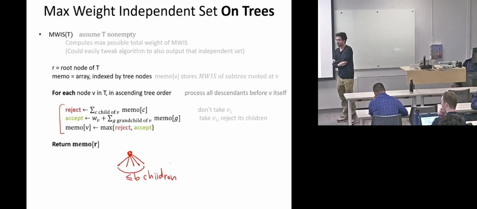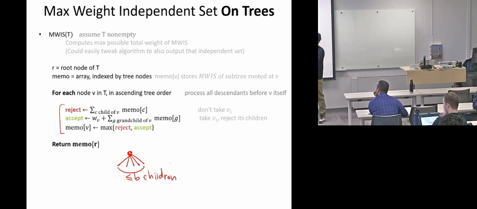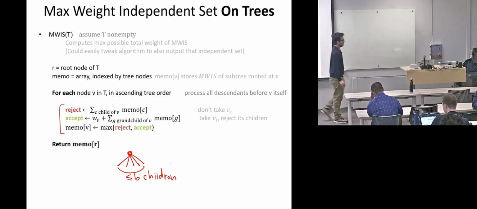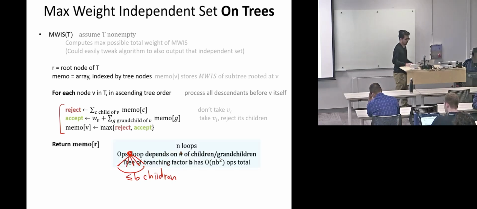O of n times b squared. Why is that? Because the worst case scenario is each child has b children, so you do b times b to get the total number of grandchildren, and you'll just do it for each node. Exactly. There are n nodes, and to compute this, you spend b time. To compute this one, you might need to spend b squared time. So that's n times b squared. Okay, good. So that's polynomial time.